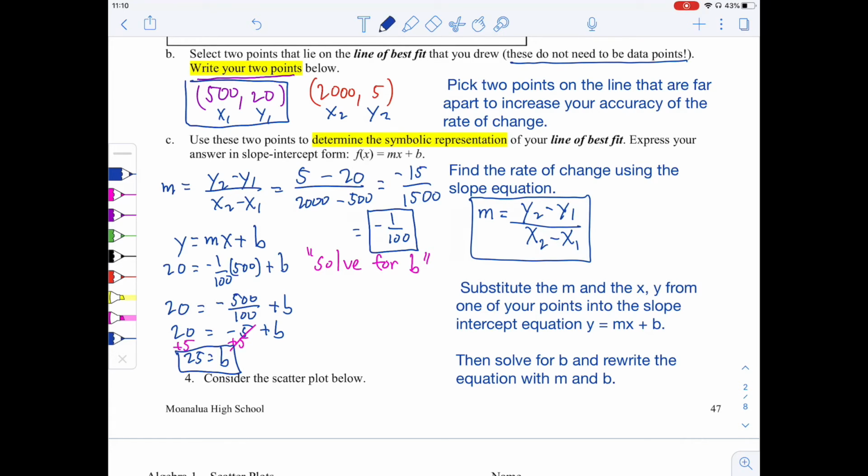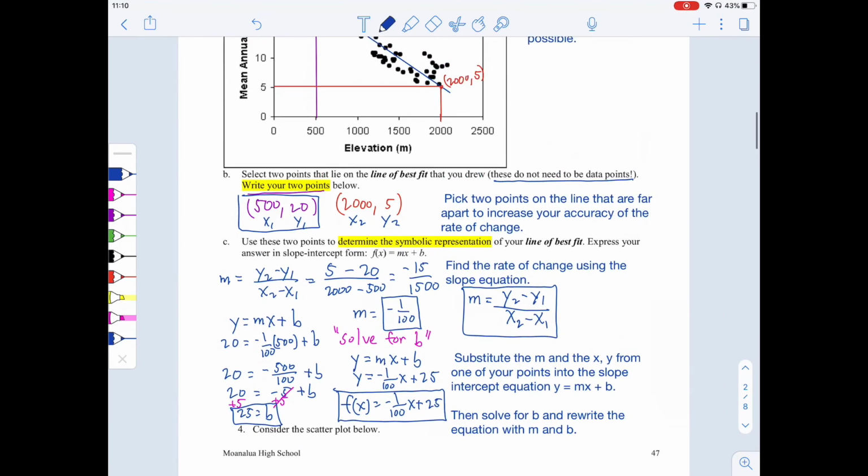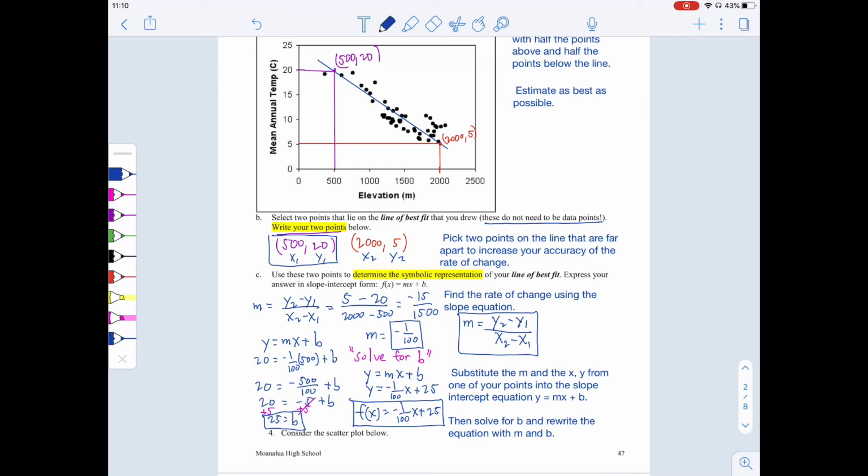Once we know our b and our slope m, we can always write it in slope-intercept form. So we have y equals negative 1 over 100 x, and our intercept is positive 25. We're going to write it in function notation, so our y changes to f of x equals negative 1 over 100 x plus 25. This is our function notation. So the whole process is: given a scatter plot, we draw a line right through it, find 2 points, use those 2 points to find our slope, and then use the slope and one of our points to solve for b so we can write the equation.